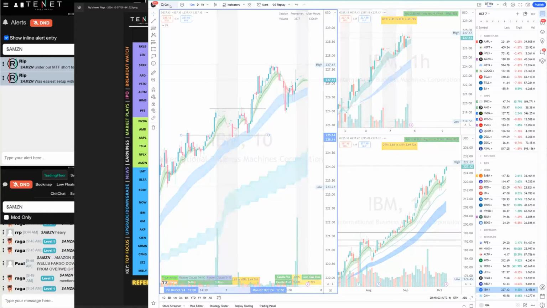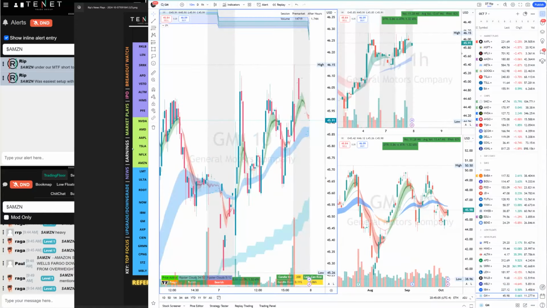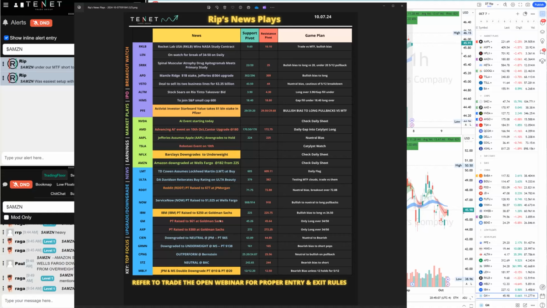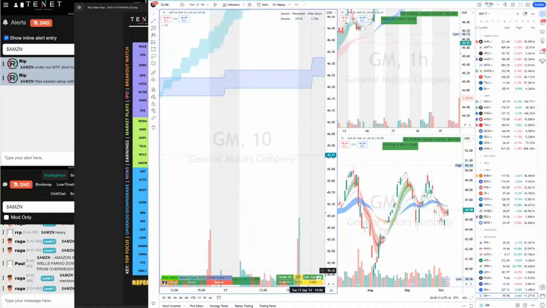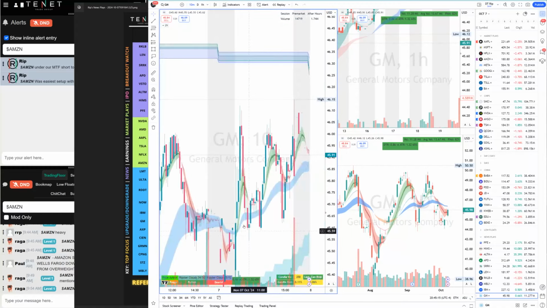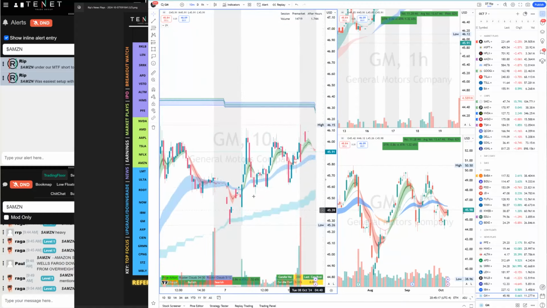I mean, there were a bunch of upgrades and downgrades today. All of them don't necessarily have to work. General Motors profit target raised by Goldman Sachs, long over 34.50. It pushes over 34.50, and you see that, right? Pushed over 34.46.15. You could easily scalp that. Let's look at another one.